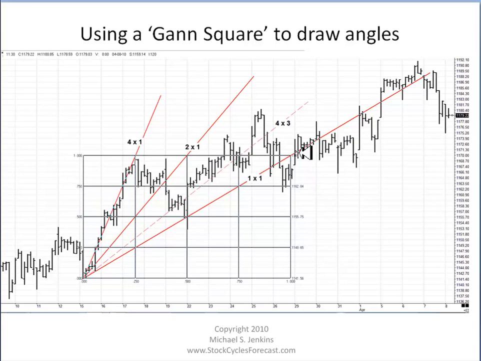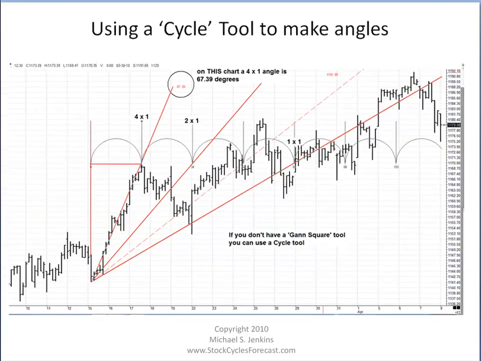There's a doubling of these 2 units to the 4x1, which is a 1x1 angle. So there's always a doubling. If you don't have a little Gann square or grid like this to draw your angles, most software products will have a cycle finder tool.